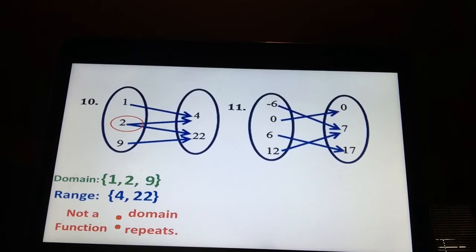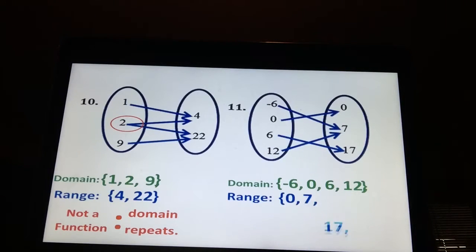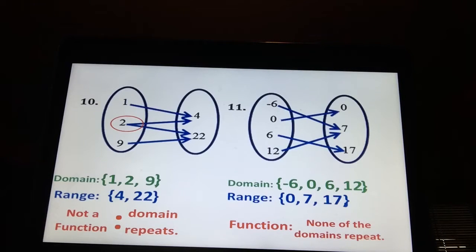Alright, now for the next one, we have a domain that's in the first circle of negative 6, 0, 6, and 12. Alright, and then the range is 0, 7, and 17. And for this one, we can see that we have a function, because in this one, none of the arrows are pointing out of the inputs twice, so we know that the domain does not repeat. Okay? Alright, press pause if you need to, otherwise I'm going to the next slide.